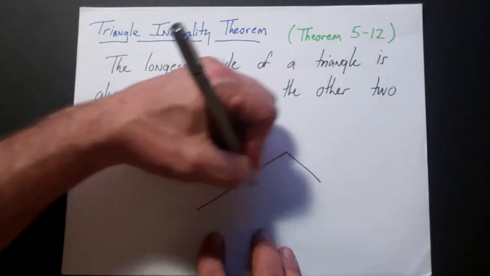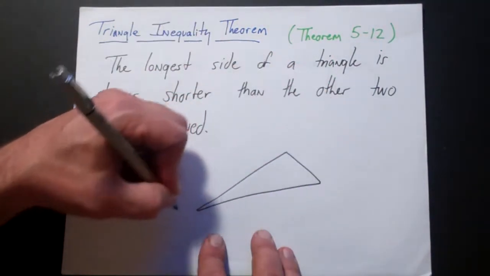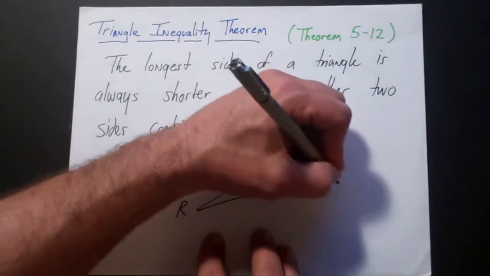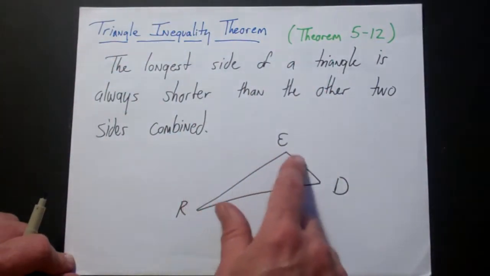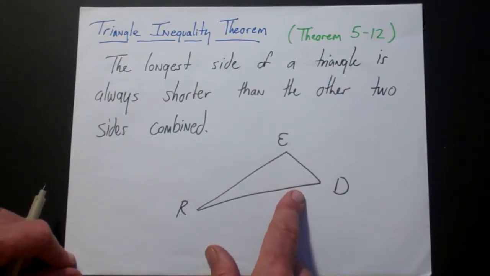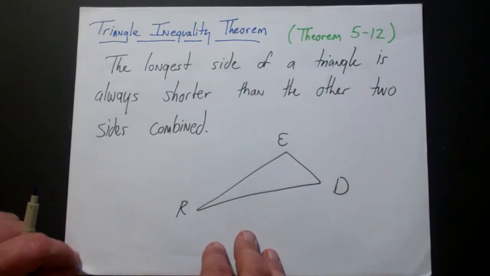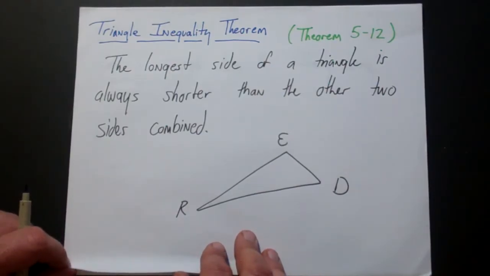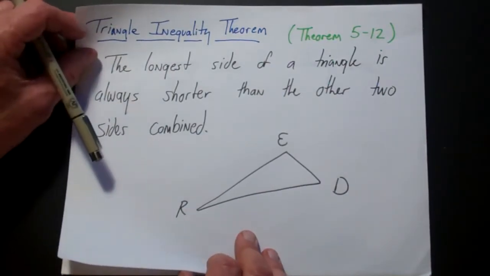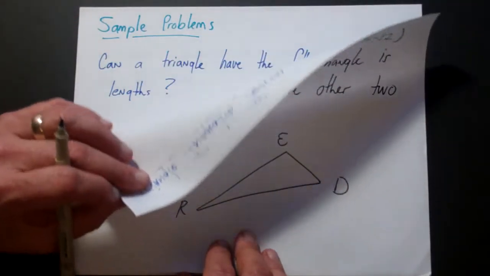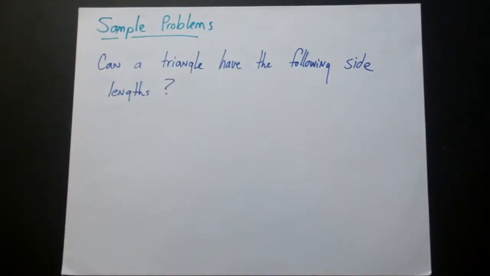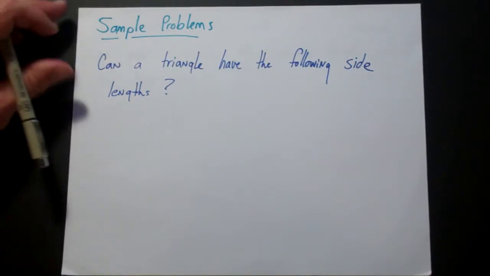Let's have a triangle. Let's do this R-E-D. Then pick any side of this triangle. Any single side will always be shorter than the other two sides combined. And that's simply the triangle inequality theorem. Let's try this out and see if we can do some problems with this.